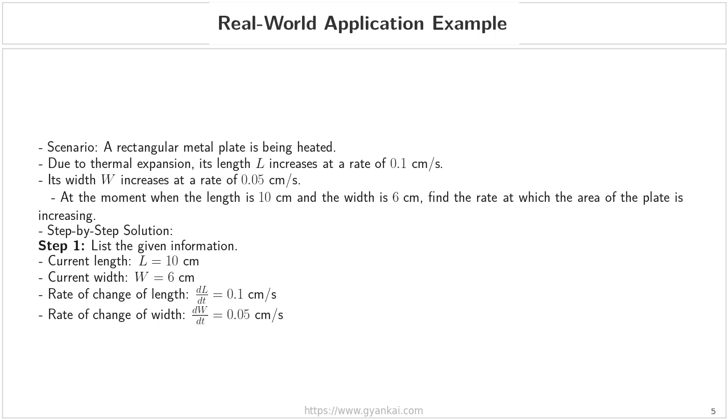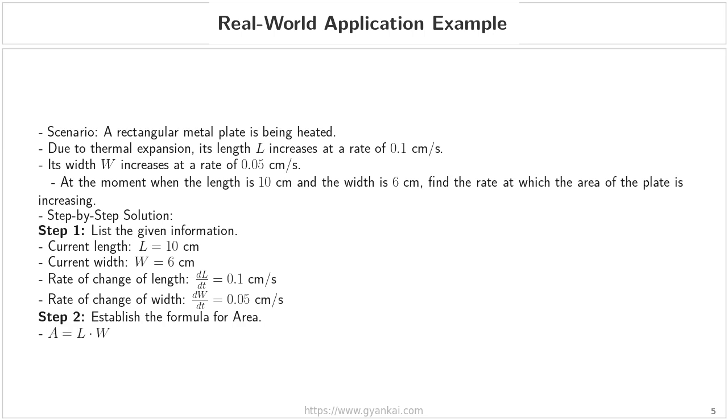In step 1, we begin by listing all the given information to ensure we have a clear starting point. We have the current length, L, which is 10 centimeters, and the current width, W, which is 6 centimeters. We also have the rates of change. The rate of change of length with respect to time is 0.1 centimeters per second, and the rate of change of width with respect to time is 0.05 centimeters per second. In step 2, we establish the mathematical relationship between our variables. Since we are dealing with a rectangle, the formula for area, A, is simply length, L, multiplied by width, W.